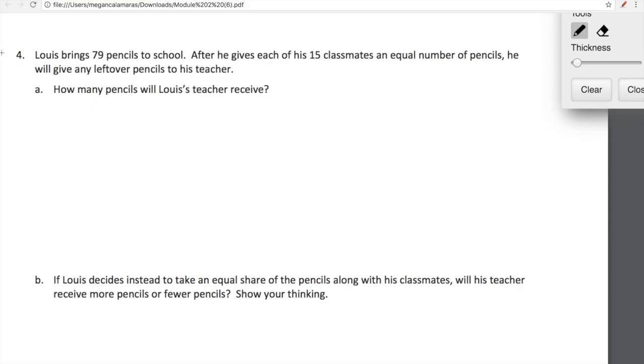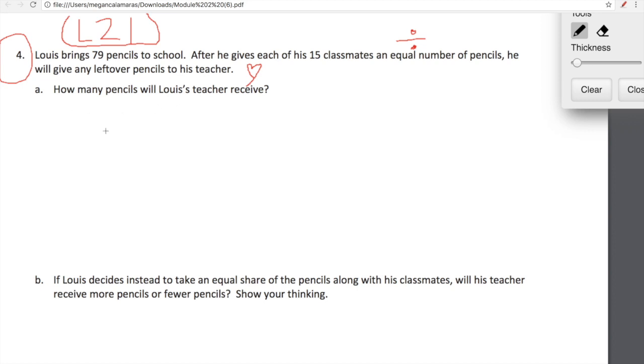Hey kiddos, let's look at one more problem here. We're still in lesson 21. I'm sure a lot of you are already predicting that we're going to be dividing. Let's read this problem. Lewis brings 79 pencils to school. After he gives each of his 15 classmates an equal number of pencils, I smell division, he will give any leftover pencils to his teacher. Oh, what a sweetheart. How many pencils will Lewis's teacher receive?